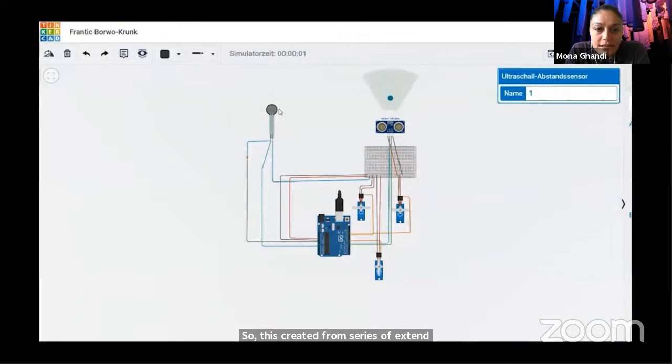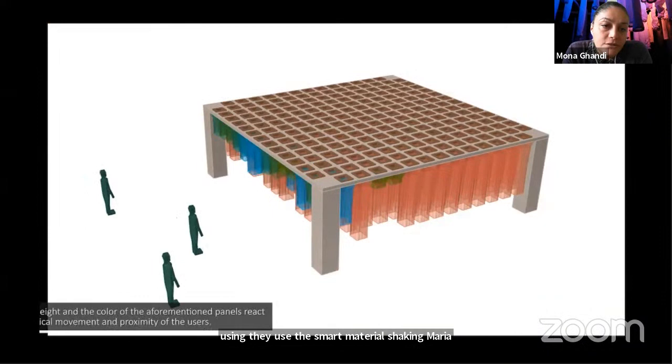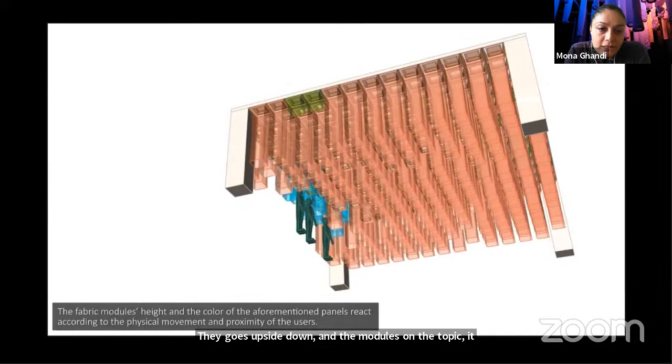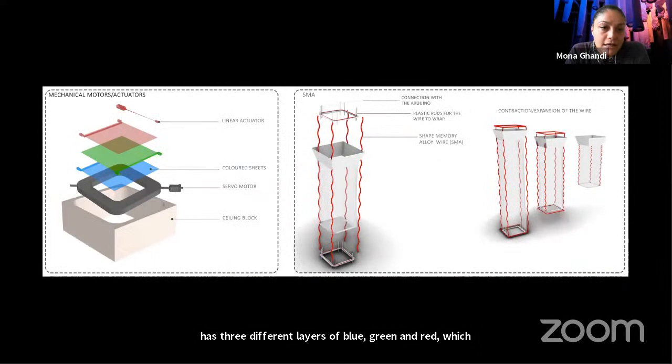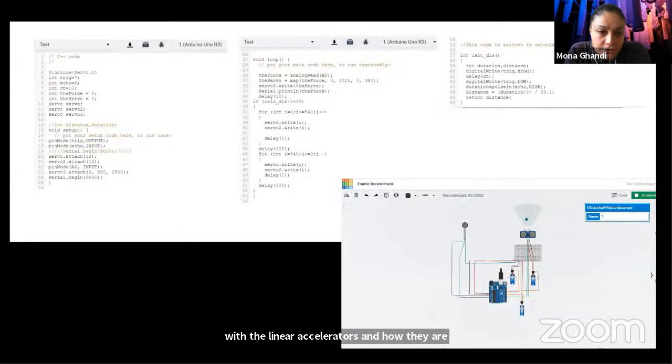They use the smart material, shape memory alloy, to operate those. They go up and down, and the modules on the top have three different layers of blue, green, and red, which you will see in this slide. With the linear actuators and shape memory alloy, you see how they operate and how they can capture different colors in their space and create the immersive sensory environment.